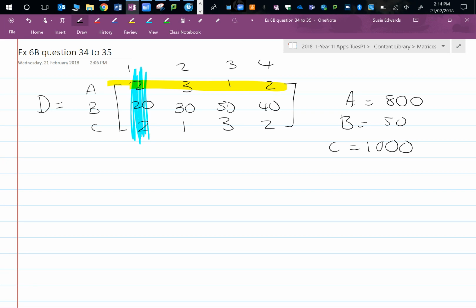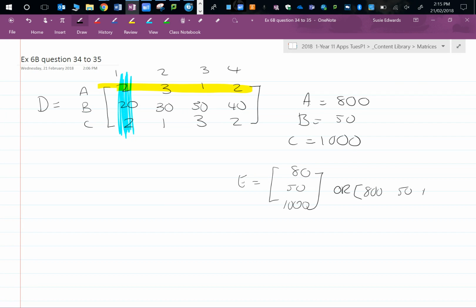I'll just read it to you again because I know it was confusing for people. Write this information as matrix E, so you're going to name it E, either a column matrix or a row matrix, so you need to decide which one's going to work, whichever can form a product with D. So whichever can actually be multiplied with D is what that's saying. Can you guys see that? Okay, so we've kind of got two options. It's going to be called E, but it's either 800, 50 and 1,000 as a column, or as a row.